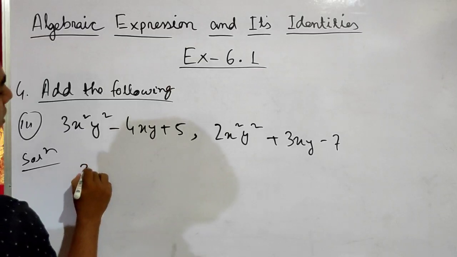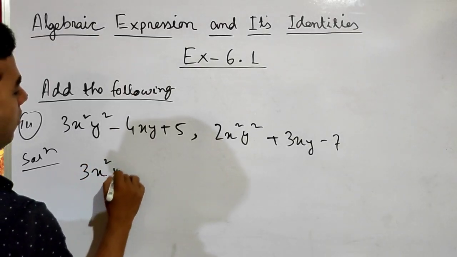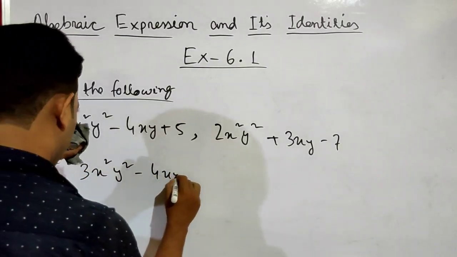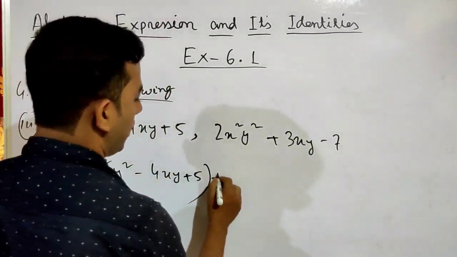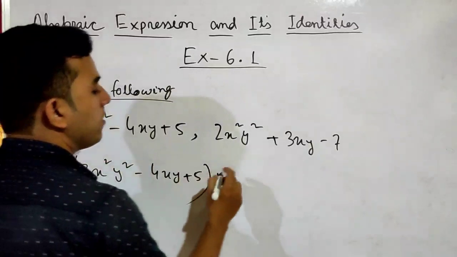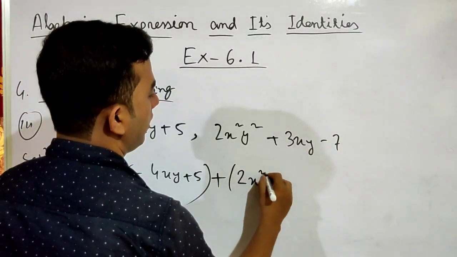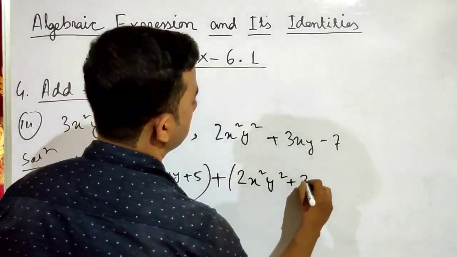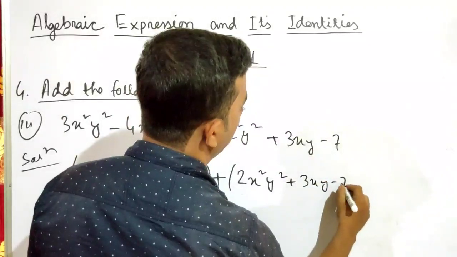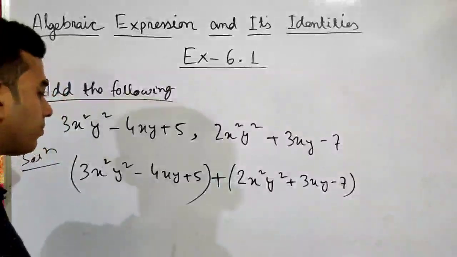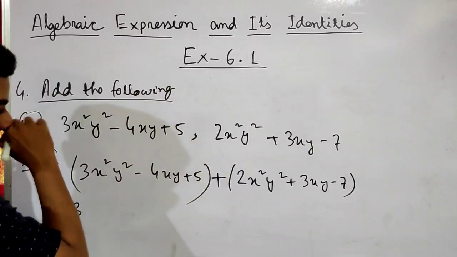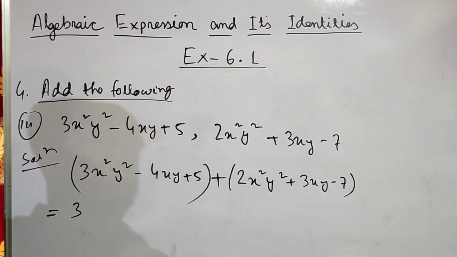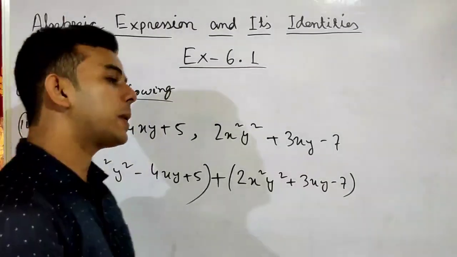So number one is 3x²y² minus 4xy plus 5, okay, we are adding this term with plus, isn't it? We are adding this term. So this one is 2x²y² plus 3xy minus 7, okay. So now remove the bracket. You'll be saying just now we put these polynomials in the bracket. Now we are removing the bracket.